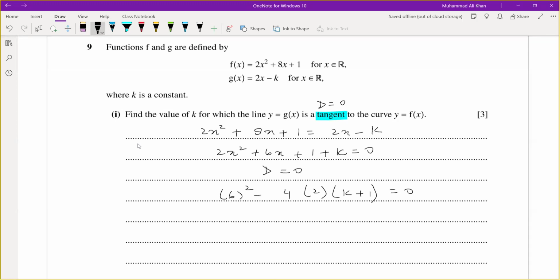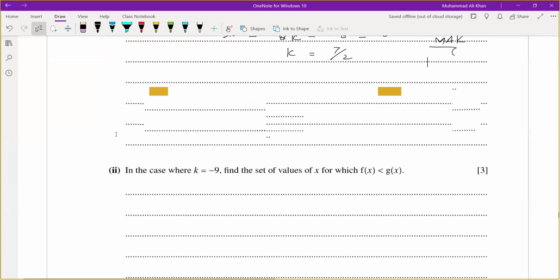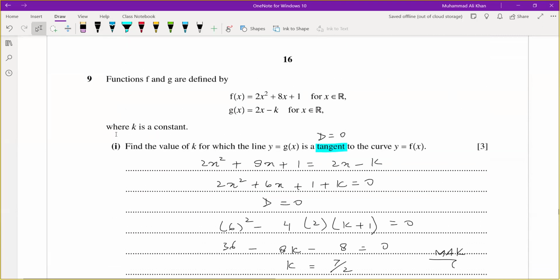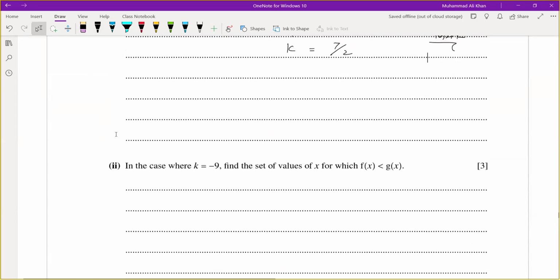So it will be 36 minus 8k minus 8 equals to 0. So the value of k is 7 upon 2. Now, after that, in case where k is minus 9, find the set values of x for which fx is less than gx.